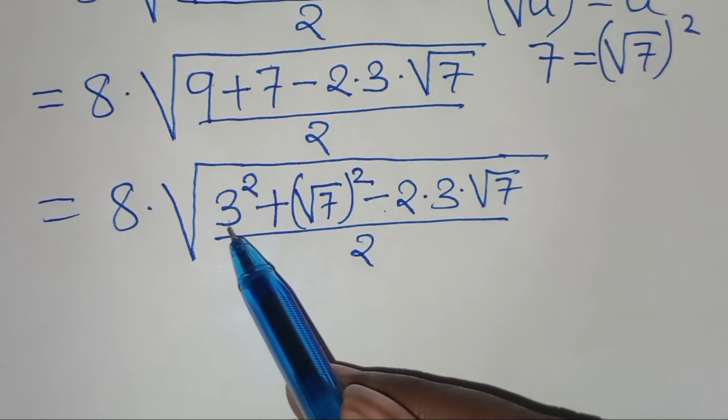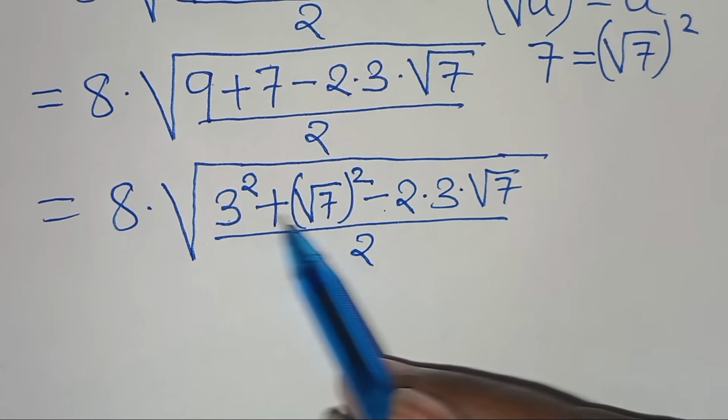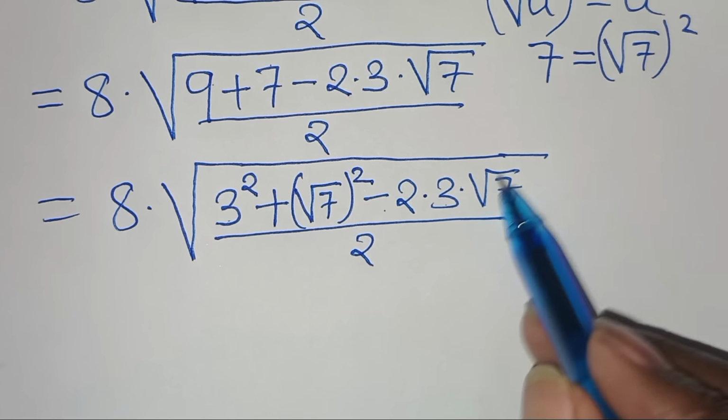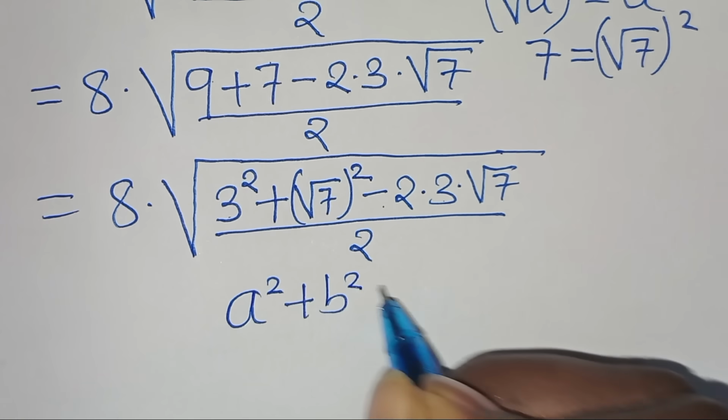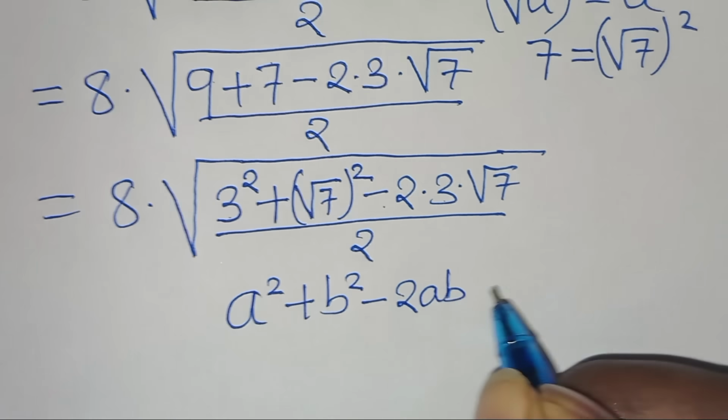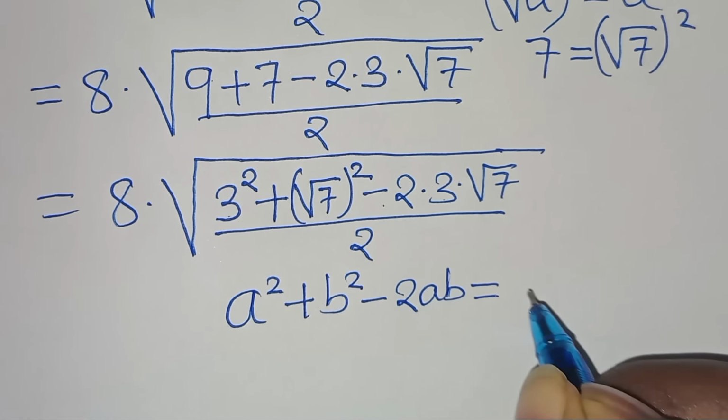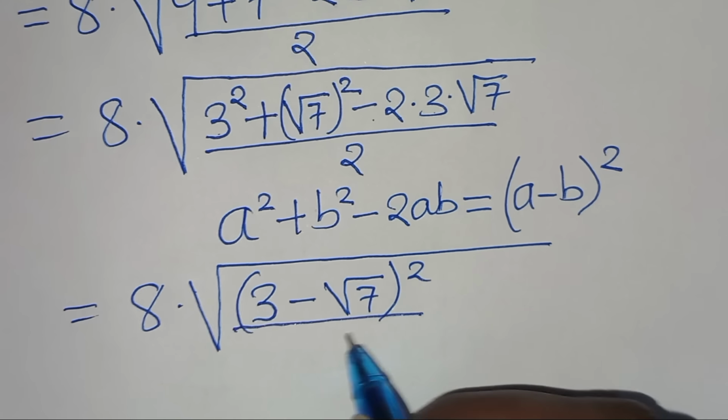The next step is that 3 to the power of 2 plus square root of 7 to the power of 2 minus 2 times 3 times square root of 7. This is in the form of a squared plus b squared minus 2ab, which we can transform as a minus b to the power of 2. Applying this algebraic identity, then here we have 8 multiplied by square root of, this is the same thing as 3 minus square root of 7 raised to the power of 2, then everything here divided by 2.